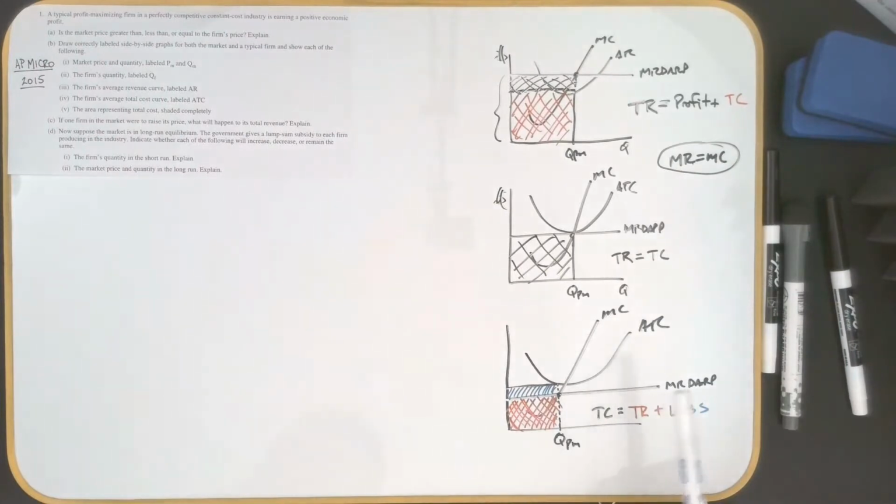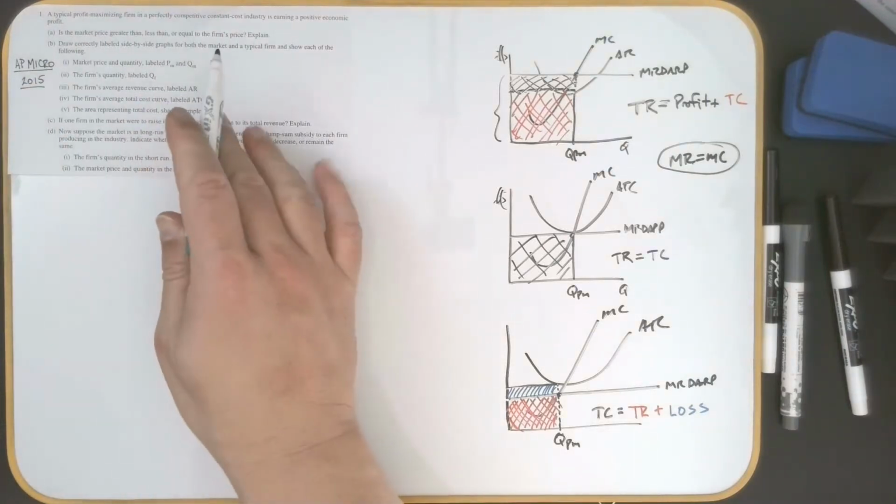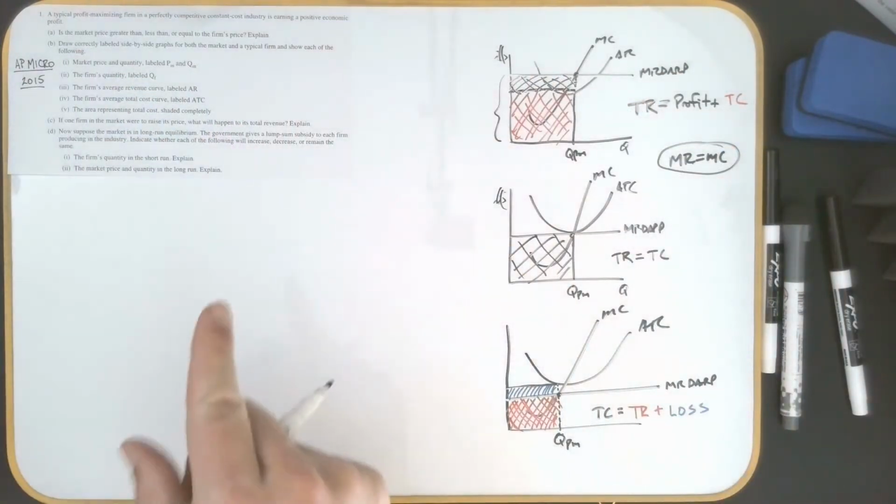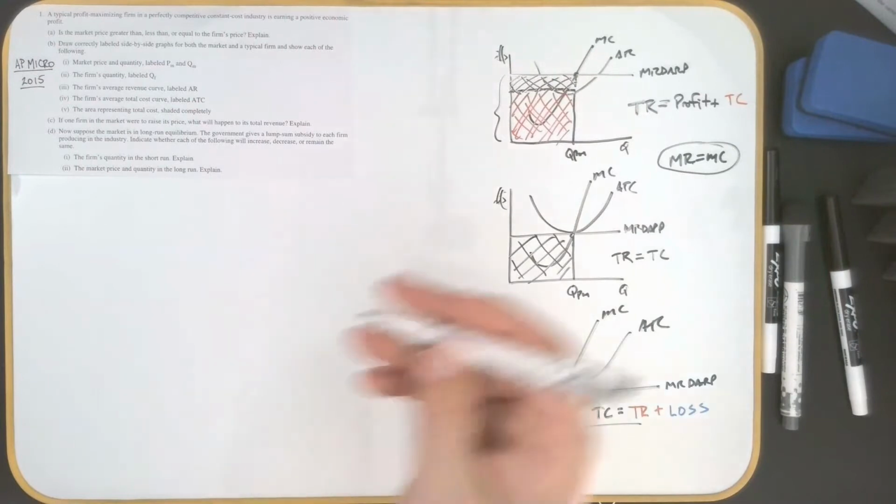Don't forget there's also an issue about your average variable cost curve and the shutdown price, but we'll save that for later. Okay? So let's look at the question. It says, in a typical profit maximizing, making profit firm, let's look at this one right here. Is the market price greater than or equal to the firm's price?